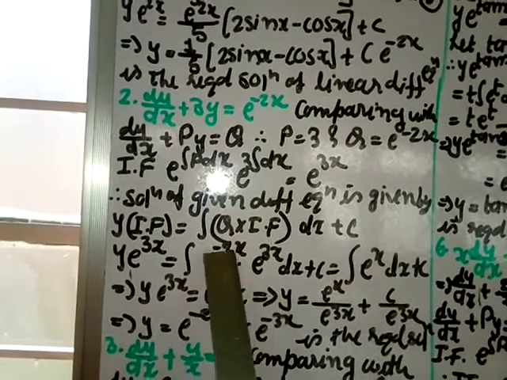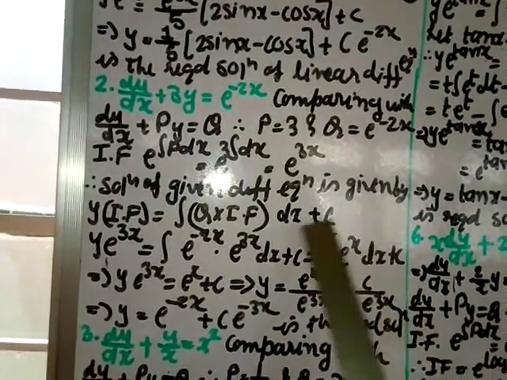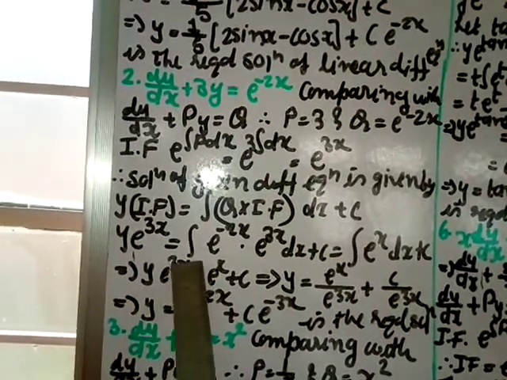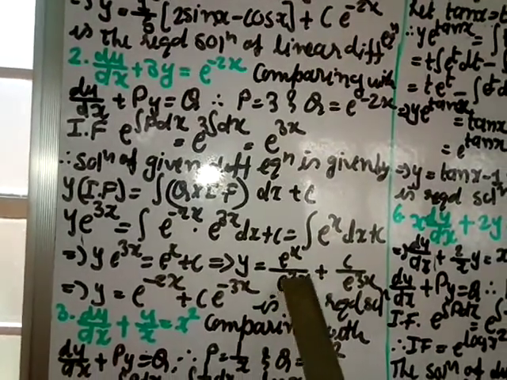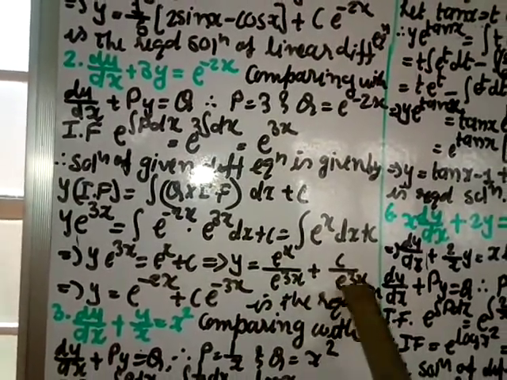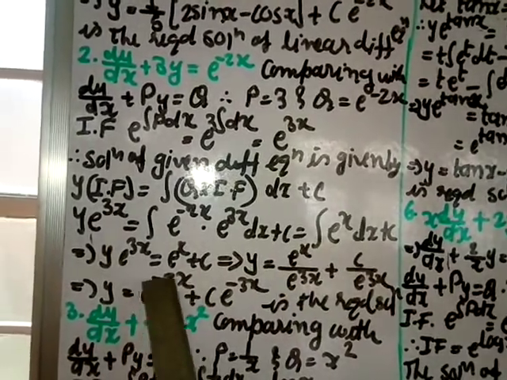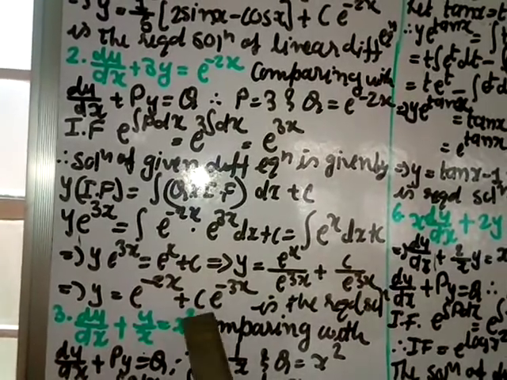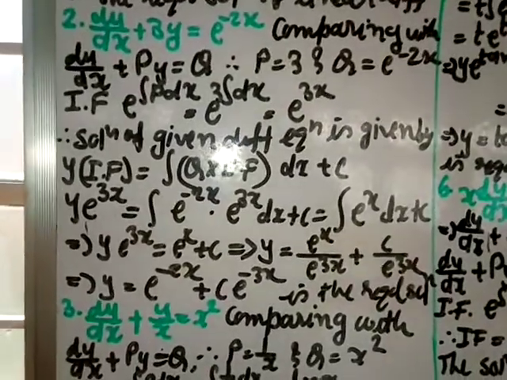You can combine together, minus 2x plus 3x gives you e power x dx plus c, and integral of e power x is e power x plus c. This side is y e power 3x. Okay, this side transfer here, I get y is equal to e power x divided by e power 3x plus c divided by e power 3x. This I can combine, x minus 3x gives you e power minus 2x plus c. This I just take to the numerator and make the power negative, e power minus 3x. So this is a solution for the given differential equation.